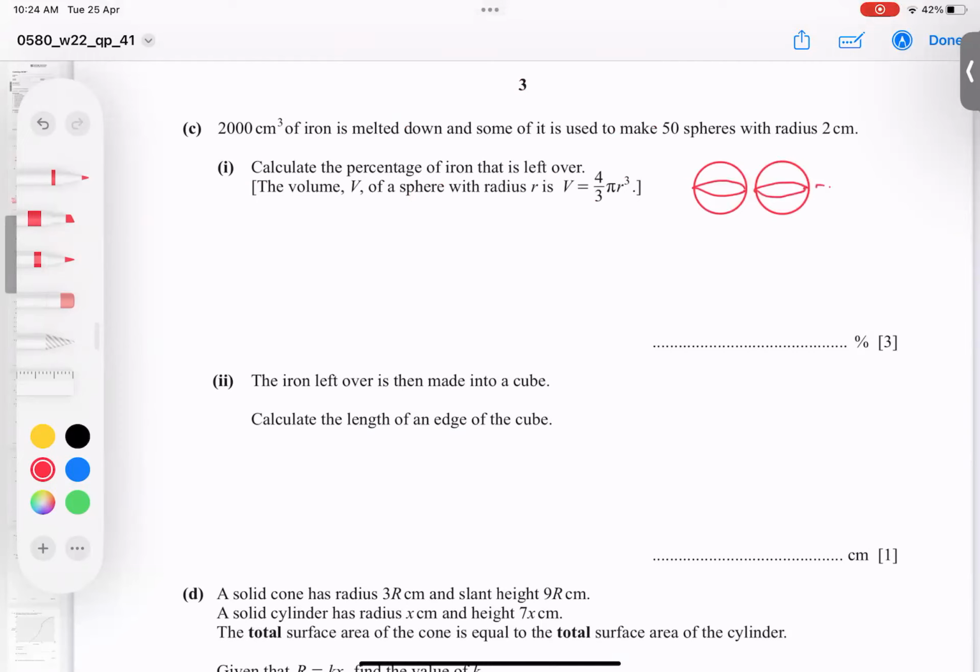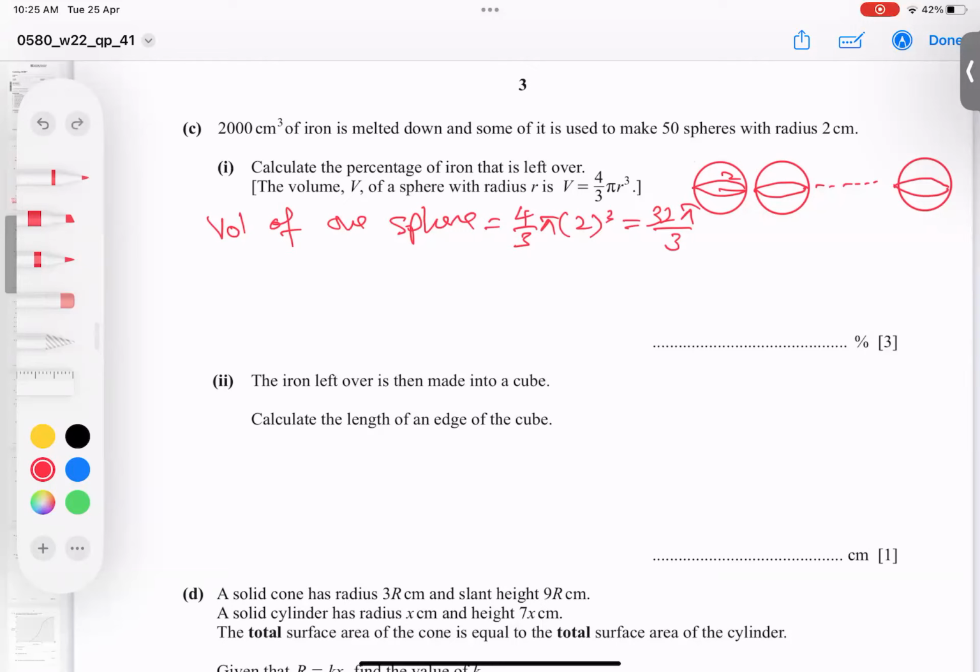4 by 3 pi r cube. r is 2, so r cube is 8. And as I'm getting here, 32 pi by 3. This is the volume of the one sphere.